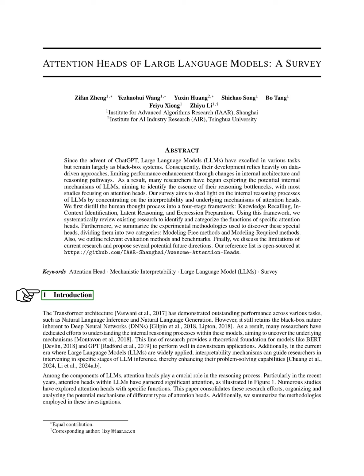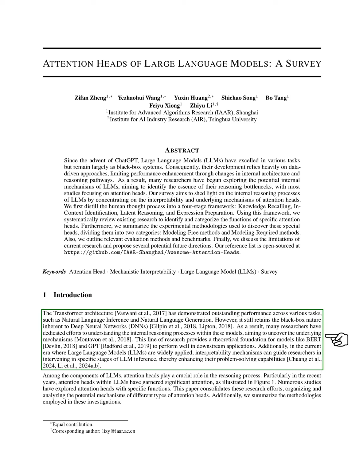Section: Introduction. In this section, we discuss the transformer architecture, which has shown remarkable success in tasks like natural language inference and natural language generation. However, it still operates as a black box, typical of deep neural networks. This has led many researchers to investigate how these models reason internally, aiming to understand their mechanisms. Such research underpins the effectiveness of models like BERT and GPT in practical applications.